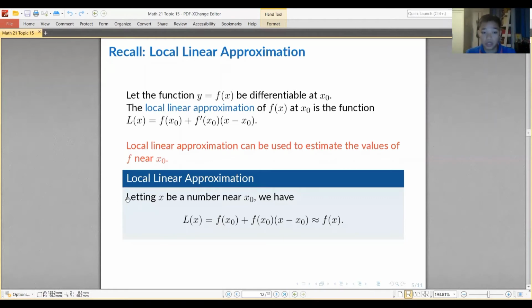So to illustrate this, we have the following expression. So it's similar to this one. My apologies, this f(x0) here should be f prime of x0. So this is the equation that you should be looking at. This is the correct formula. My apologies. And then as stated in this statement in red, we know that the local linear approximation can estimate the value of f(x).